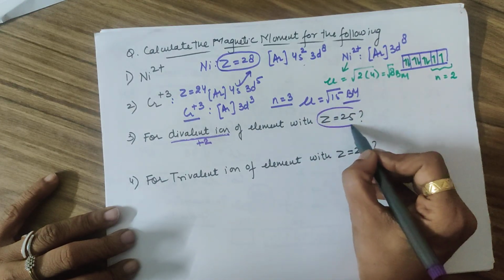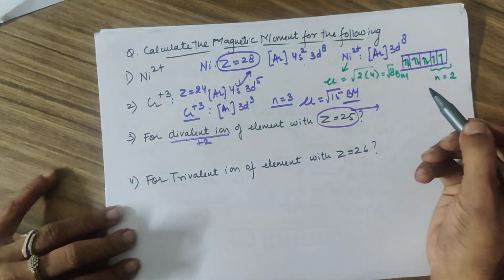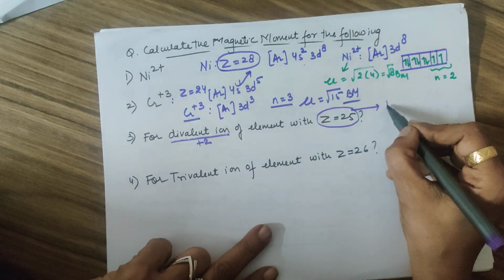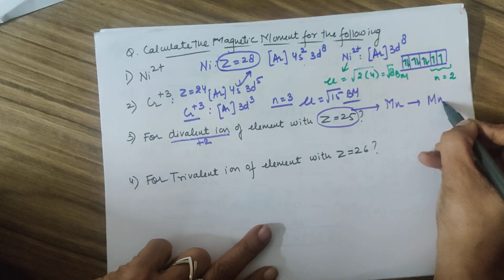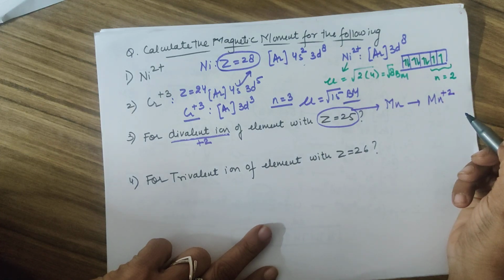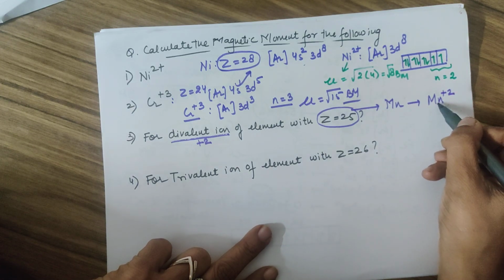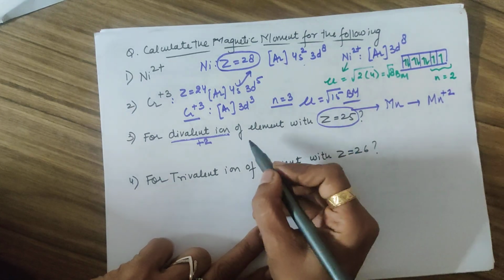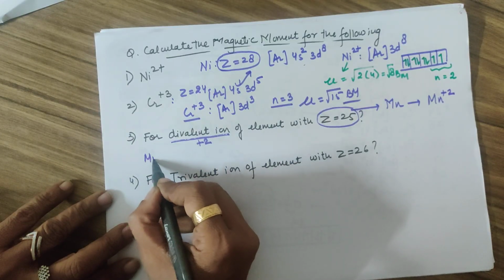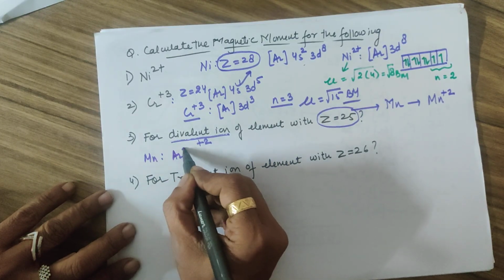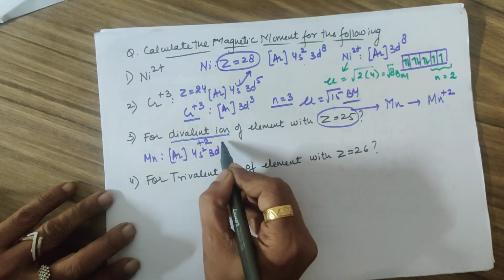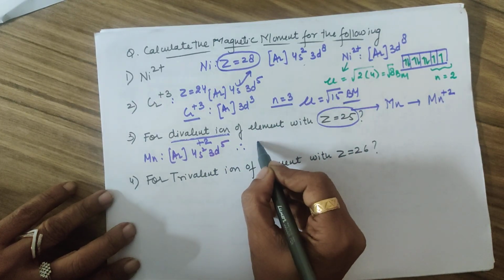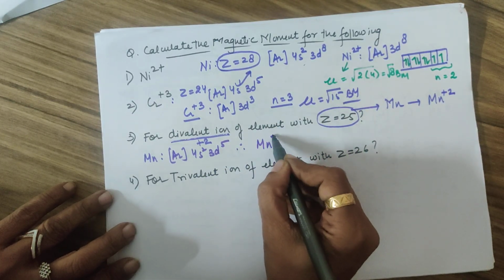Now what is the element with atomic number 25? You need to know that. Z 25 is manganese. And we are talking about manganese plus 2, and you need to calculate the Bohr magneton, that is the magnetic moment. The first thing that you need to do is write the electronic configuration for manganese, which is argon 4s2 3d5.